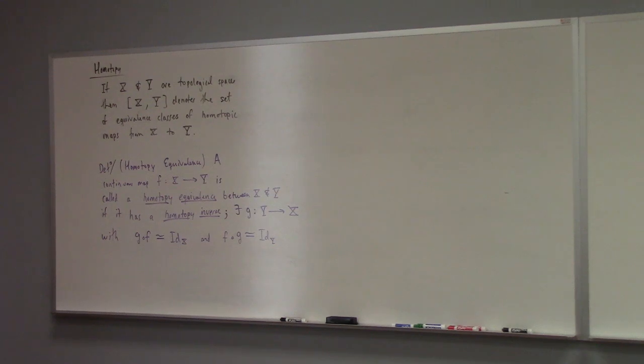In this case, he says f and g are homotopy equivalences. We then say that f and g are homotopy equivalences inverse to each other, and we call the spaces X and Y homotopy equivalent.